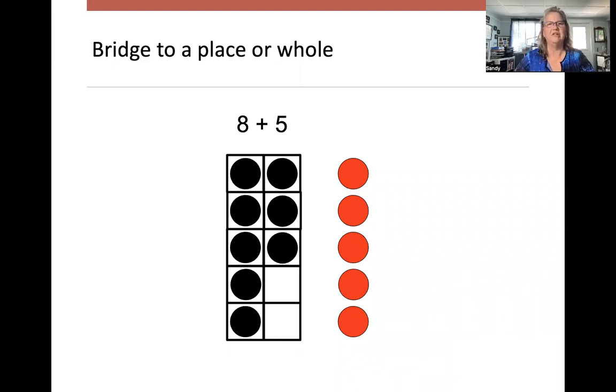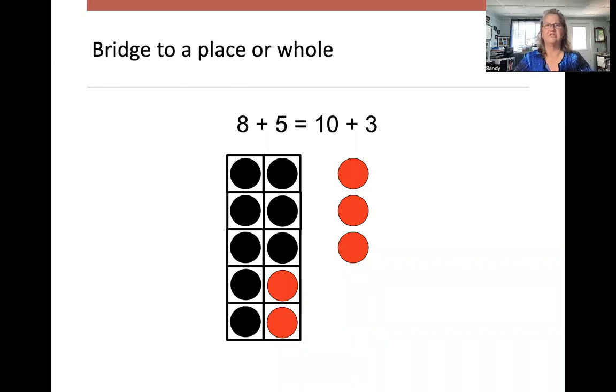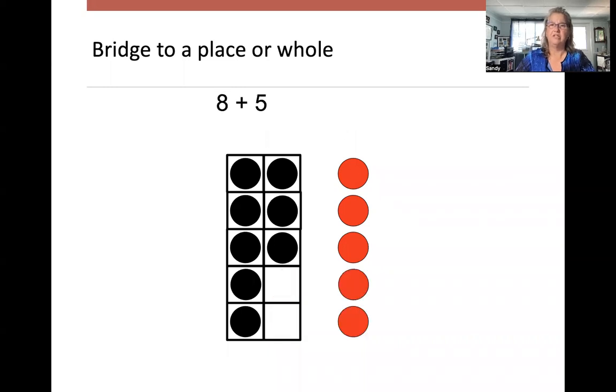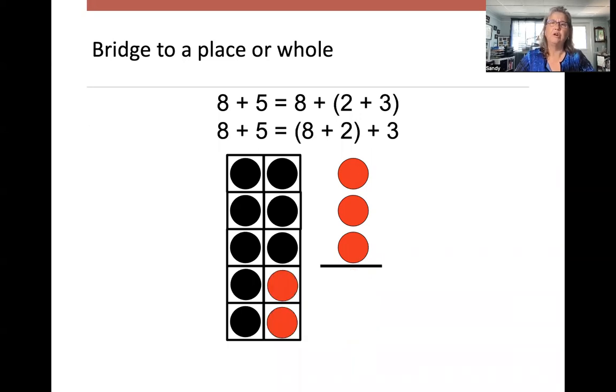But see, what can I do here? I can slide those 2 1s in and fill the frame. I've got 10 and 3. 8 and 5 is the same as 10 and 3. And I have many parents say, but my child already knows 8 plus 5 is 13. Why are they spending any time on this? Well, I hope you'll see what we're doing here is we're thinking of 5 as 2 and 3. And instead of associating the 2 with the 3, we're going to associate the 2 with the 8.